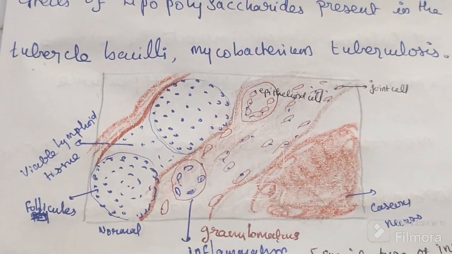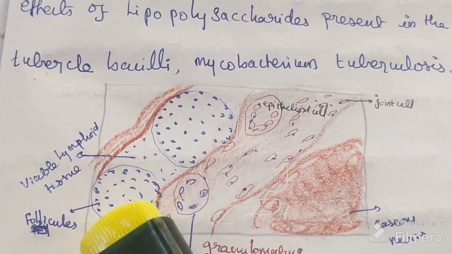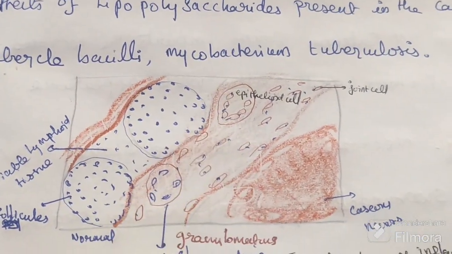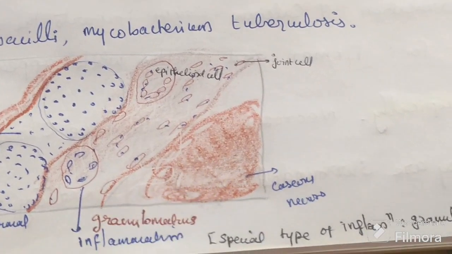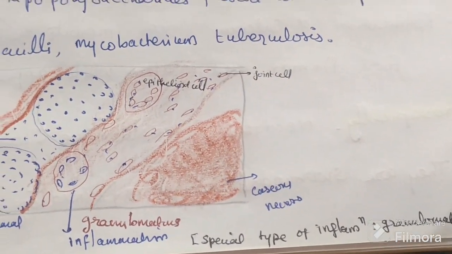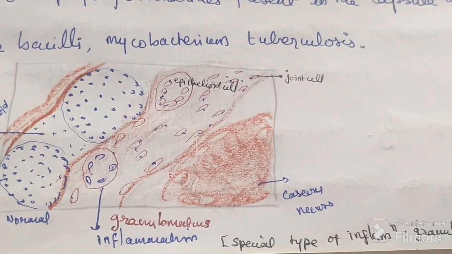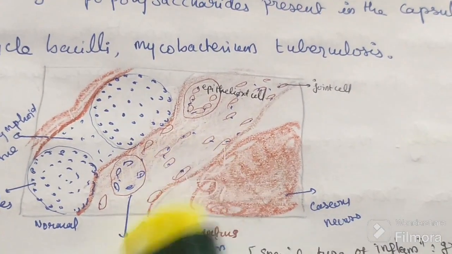Microscopically, this one is the viable lymphoid tissue. Okay, this one is the lymphoid tissue. This one is caseous necrosis. Here there is a special type of inflammation called granulomatous inflammation.